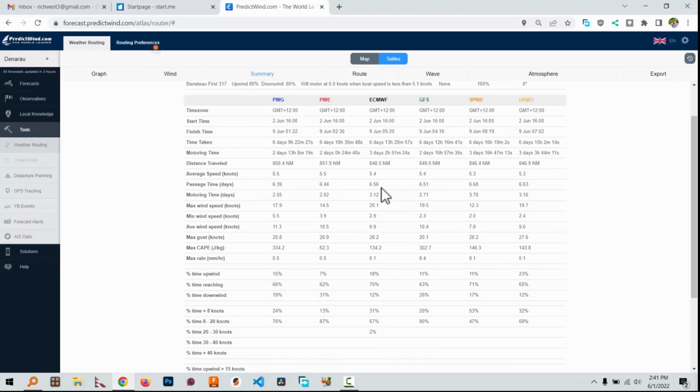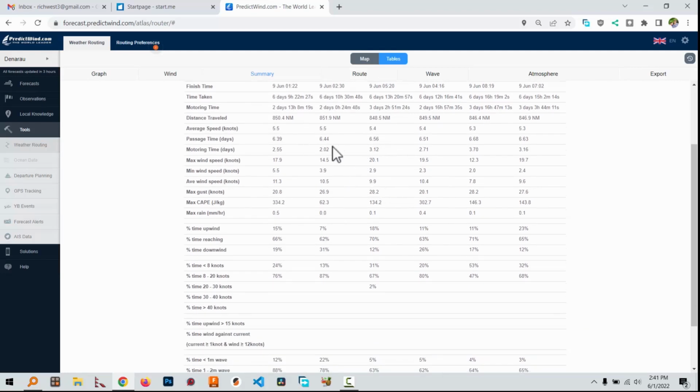Passage time is always interesting, 6.5 days. Motoring time, 2 days or 3 days. Again, we don't mind that for us.